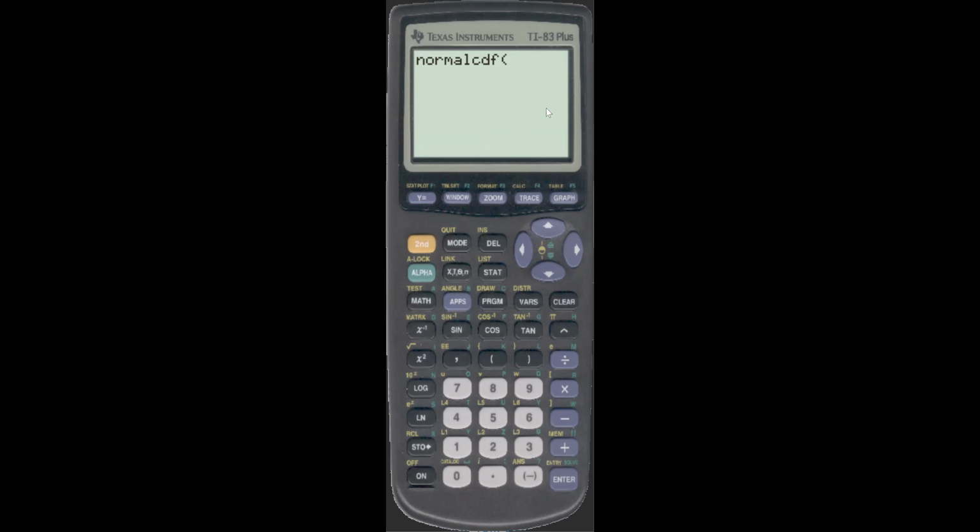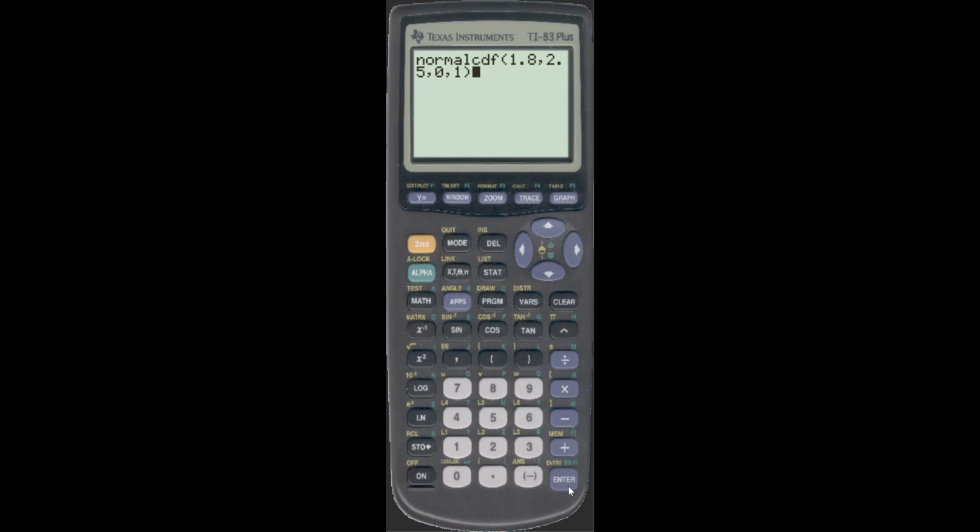Okay. What do you see on your screen? It says lower, upper. So you're going to put in 1.8 for your lower, 2.5 for your upper. What's the next one that it asks for? The mu. So that's going to be 0. And then the next one's a sigma. That's going to be 1.